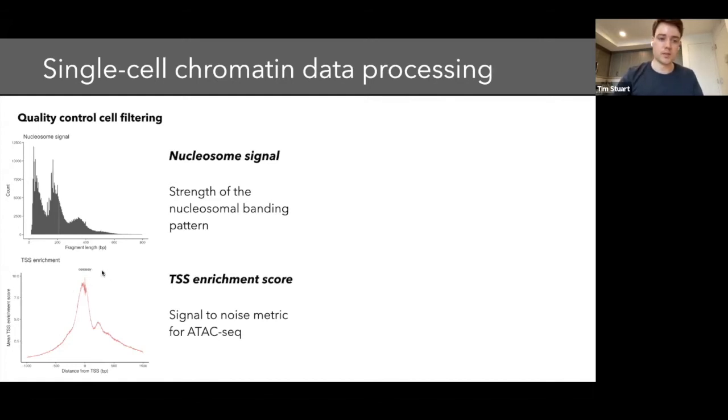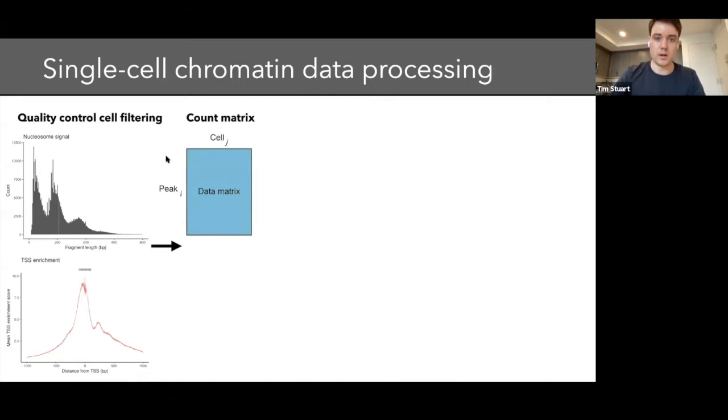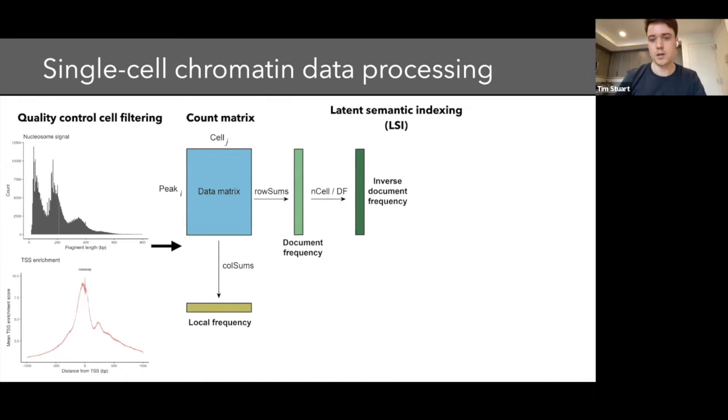So we can compute these metrics per cell. We can remove cells that might be lower quality based on these metrics. And basically we generate a counts matrix where we have cells and peaks. And here peaks could be potentially hundreds of thousands of peaks spanning the whole genome. And so the next step we want to do is reduce the dimensionality of that data set. And what we typically use in Signac is a method called latent semantic indexing. So there are other methods that have been developed for dimension reduction, but this is one that we typically use.